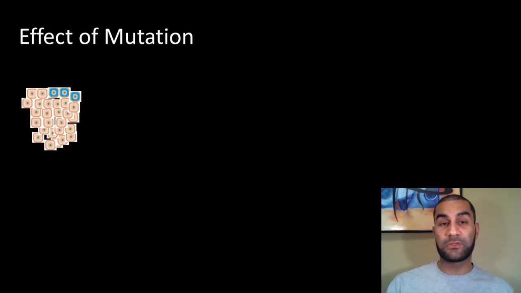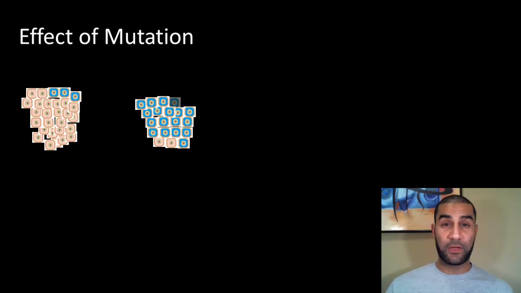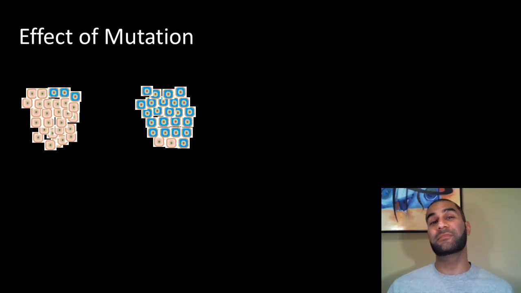Now compare that to another scenario where this time, early on in the development, from that first cell, that zygote, somewhere in that first couple of rounds of division, the mutation occurred. So now if the mutation occurred this early on in development, as these cells continue to make more copies of themselves, now we're talking about a significantly larger portion of that organism containing these mutated cells.